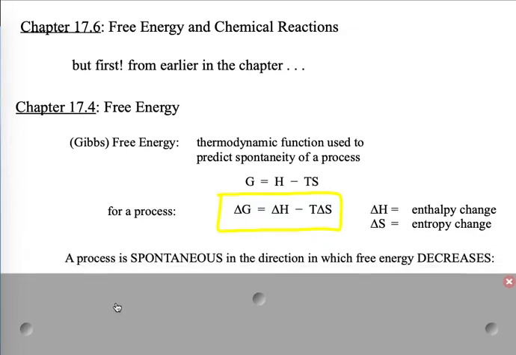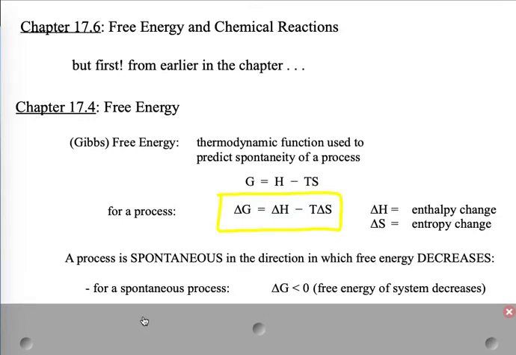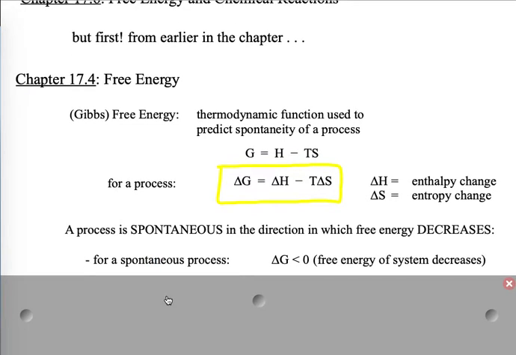Okay, now, a process is spontaneous in the direction in which free energy decreases. Think about it. If I have a spontaneous process, that means that free energy is flowing from the system to the surroundings in order to do useful work. In that particular case, the system is losing free energy, so that means the change in free energy is negative. So for a spontaneous process, delta G is negative because the free energy of the system decreases. That is our primary criterion for spontaneity, a negative change in free energy in a process, delta G.